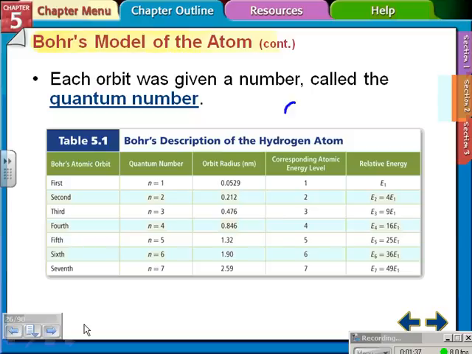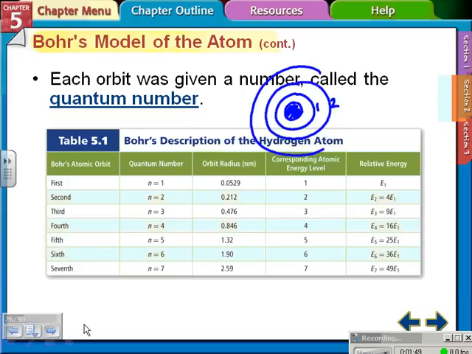So to kind of show you that, this is the nucleus of the atom right here. This would represent energy level 1, where electrons could reside, energy level 2, where some more electrons could reside, energy level 3, where more electrons could reside, and so on. So as we get further and further from the nucleus, the energy level, or quantum number as it's called, gets larger and larger.